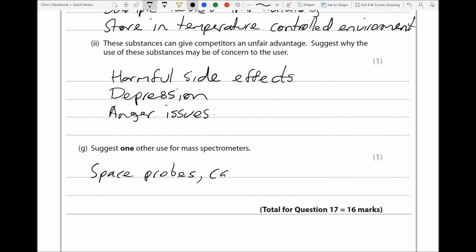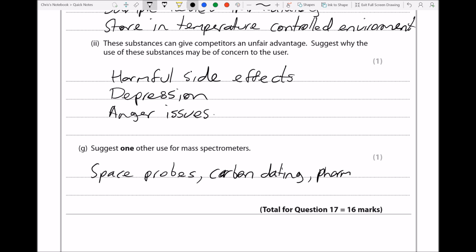You can use it for carbon dating. So you can date certain things. So like trees, you can date skeletons in the ground. So archaeologists can use this. So it's quite useful for things like that.